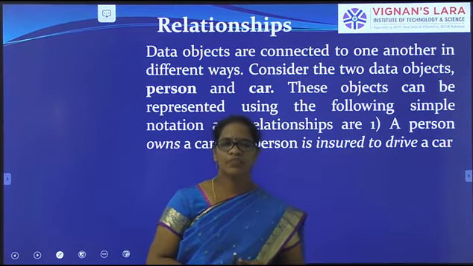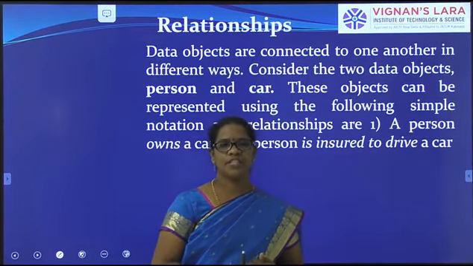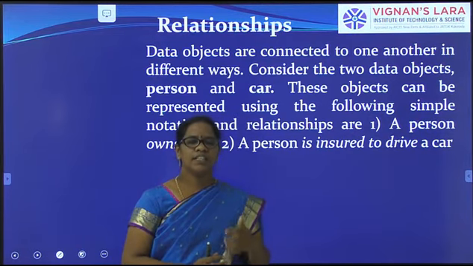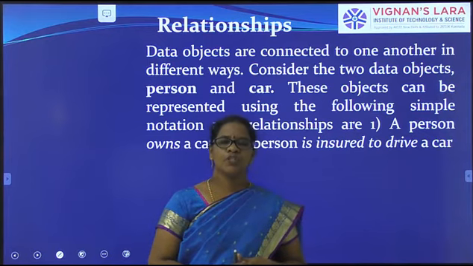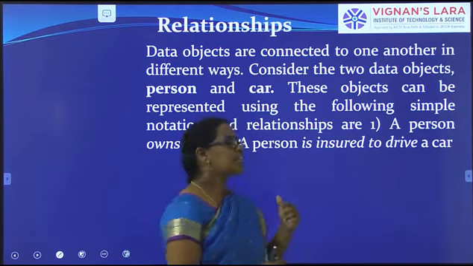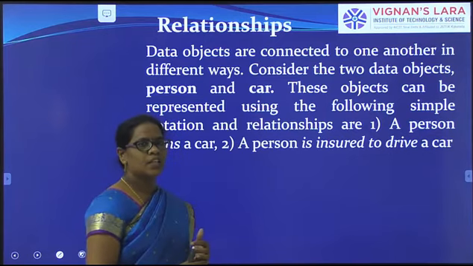In the previous session we have seen some data objects. What are the data objects? What are the class objects? So let's go for the next topic, the relationship. How are the data objects related in a class diagram? Let's see what the relationship is.